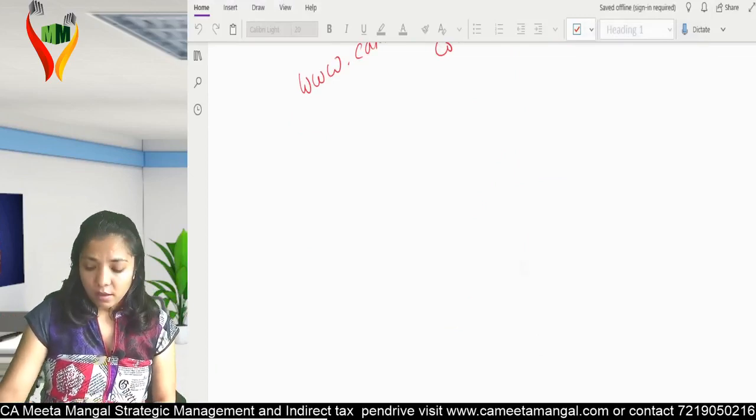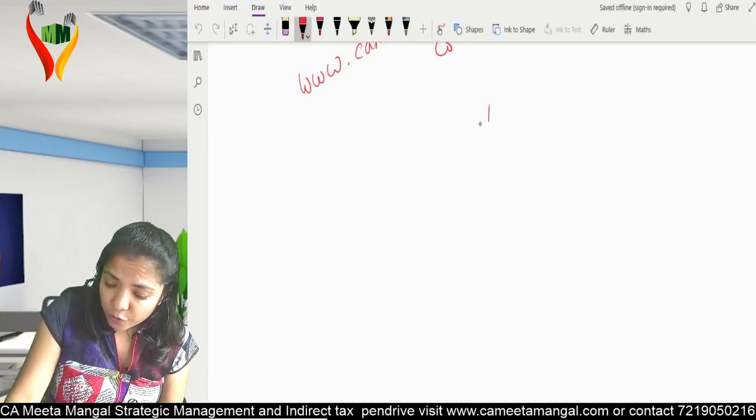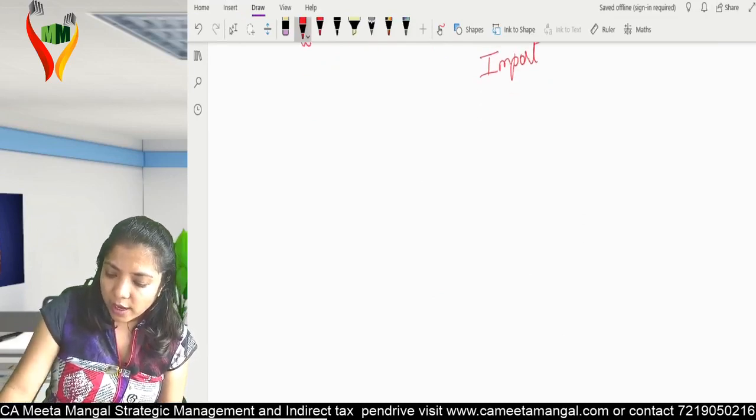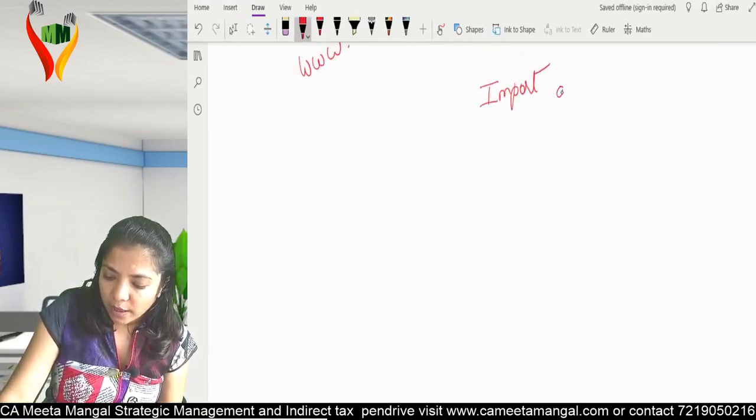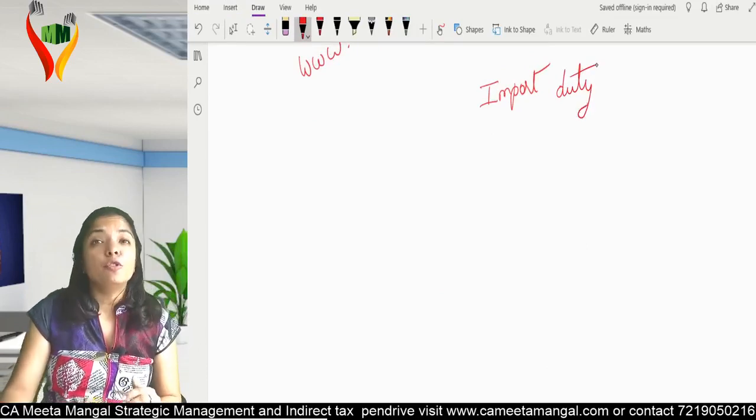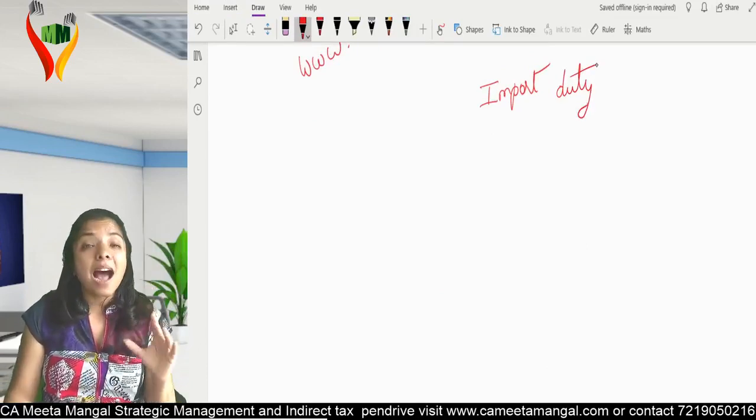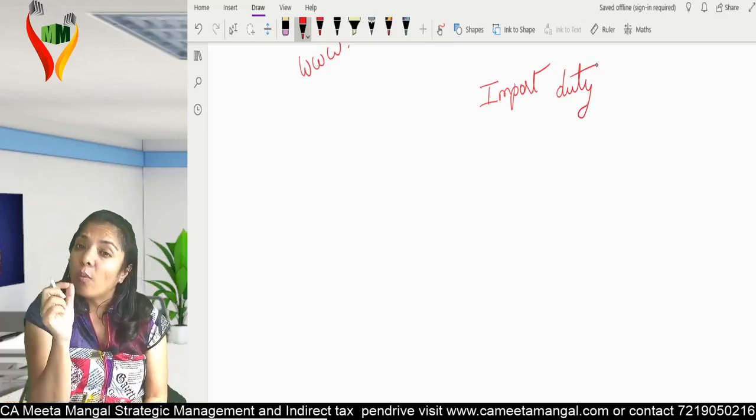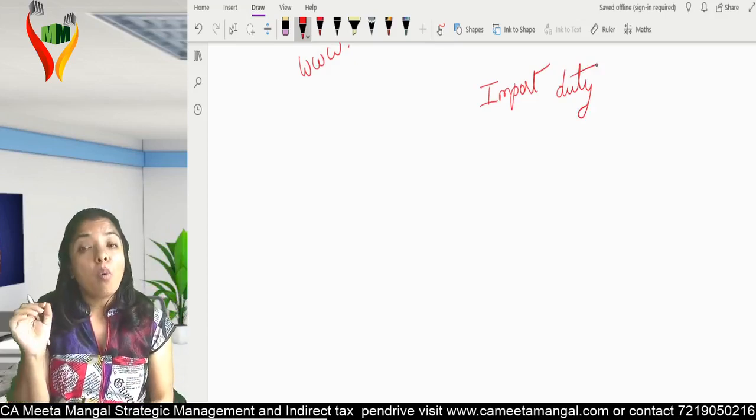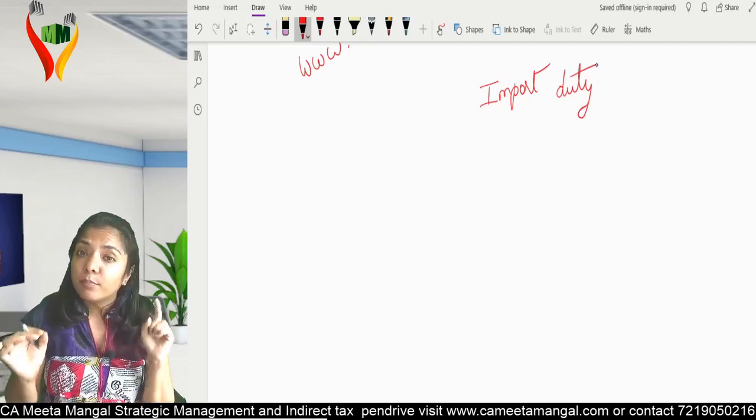Understand. I have to pay import duty on my imports. Now the question comes, on what value will I pay that import duty?